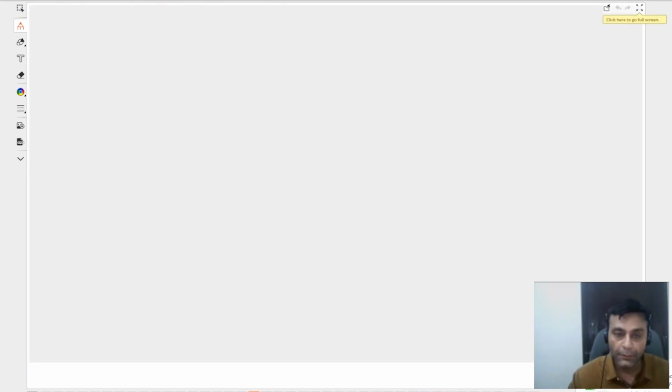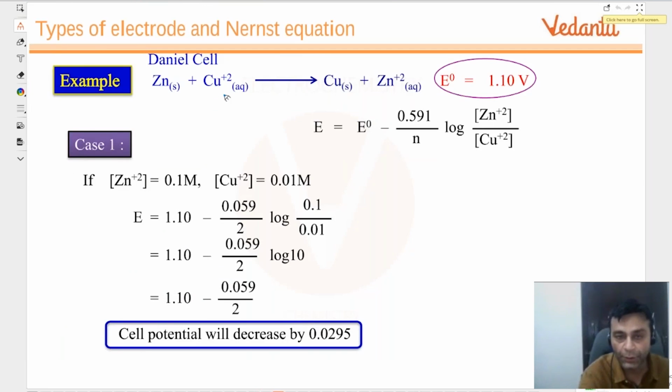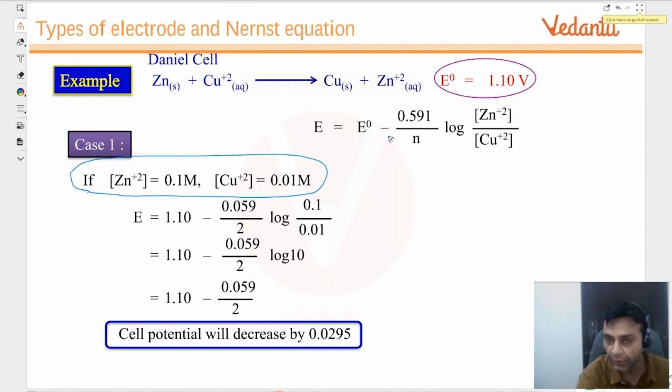Now suppose the concentrations of zinc and copper ions are given to you, and I have to find the E cell value. It means E is equal to E naught minus 0.0591 upon N logarithm of product upon reactant. Solid concentration is taken as 1. So it is 0.1 upon 0.01. Just put the values and solve it.